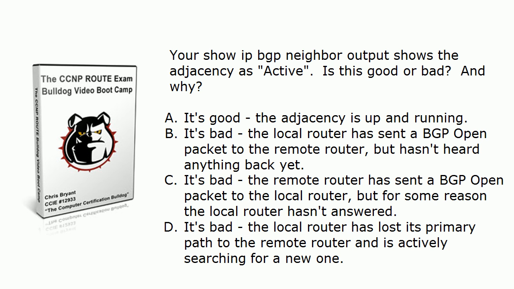I've got some long multiple choices for you in this one, because what I'm going to show you is the show IP BGP neighbor command. We'll see this on the live equipment in a moment, and the adjacency is going to be shown as active. And we know at this point in our studies that sometimes active is good and sometimes active is not so good, right? Like a stuck in active route with EIGRP. Well, in BGP, if you see a neighbor output as active, is that good or bad?